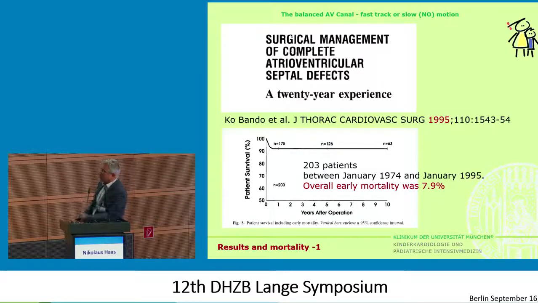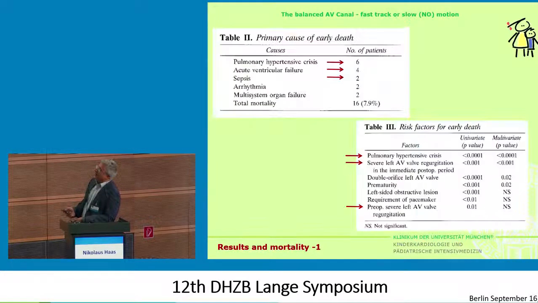And we've seen the pictures from Melbourne now, which basically reflect exactly the same. If you look at why these patients have died, you see, as has been mentioned, pulmonary hypertensive crisis, acute ventricular failure, and a little bit of sepsis, which is for the small babies again. And again, the risk factors for early death, we've heard this already, are pulmonary hypertension and severe left AV valve regurgitation in the immediate postoperative period. And again, the patients at risk are those who have preoperatively already a severe left AV valve regurgitation. So these are the patients at risk.